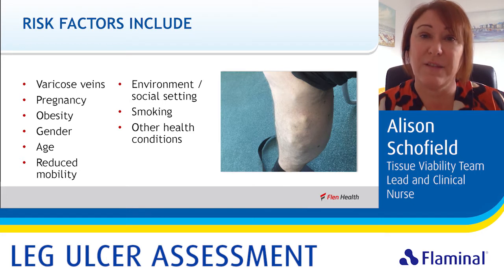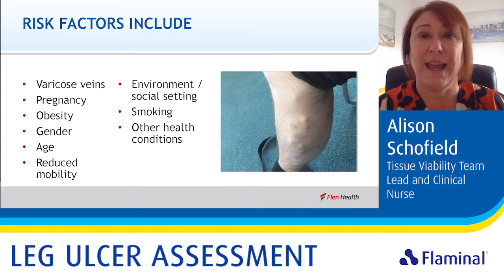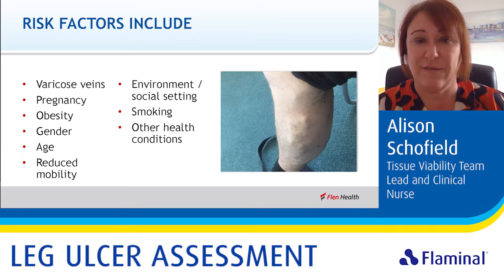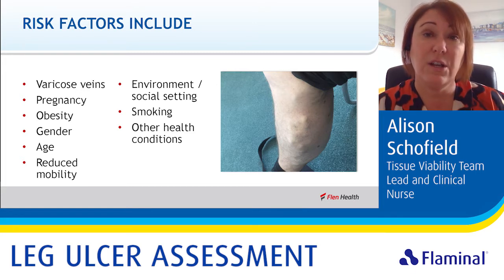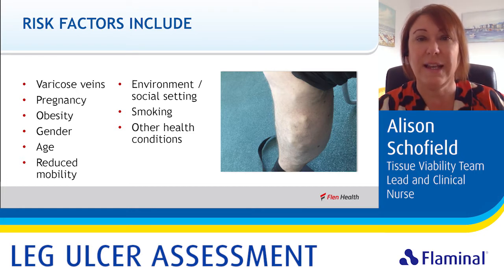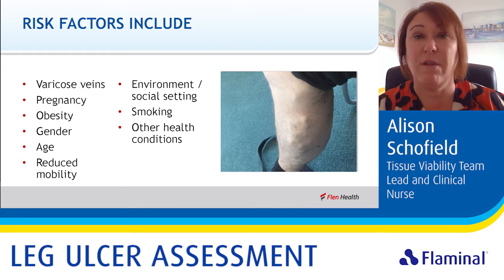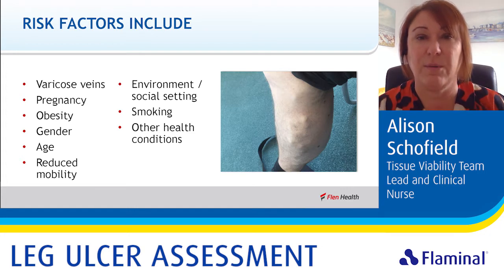The age, because as we get older, the circulatory system, the venous system, can become affected and not work as effectively as it once did. Also, our skin as we get older loses elasticity and collagen, and it can become thinner and drier and more prone to breaks. Reduced mobility, because that circulation isn't flowing as it does, because when we move, we activate the foot pump and the calf pump, so we're pushing that venous blood flow back up to the heart.